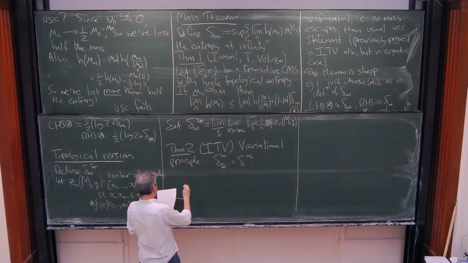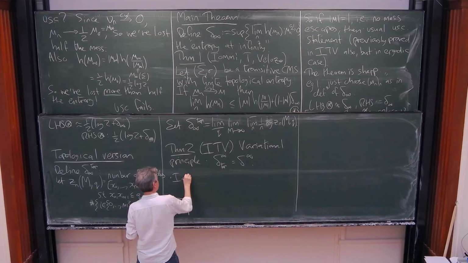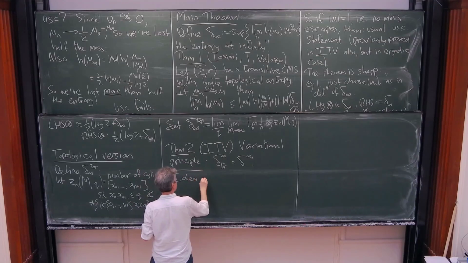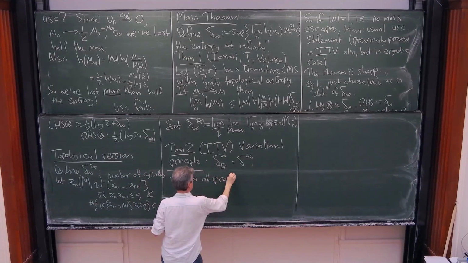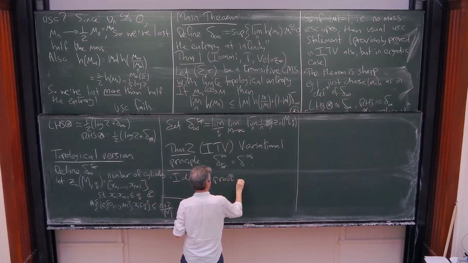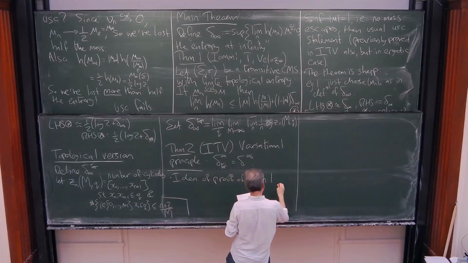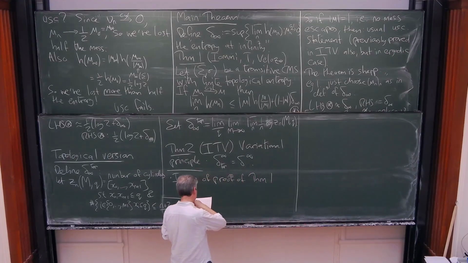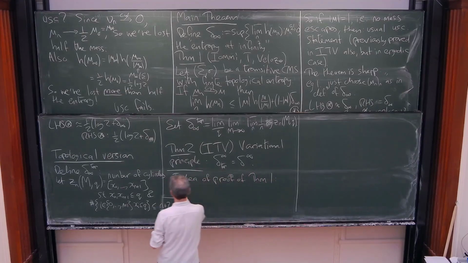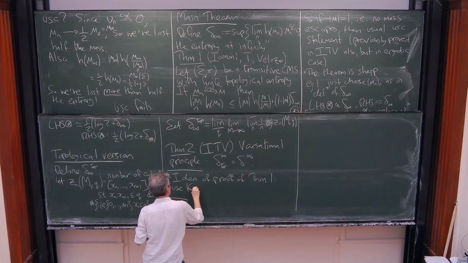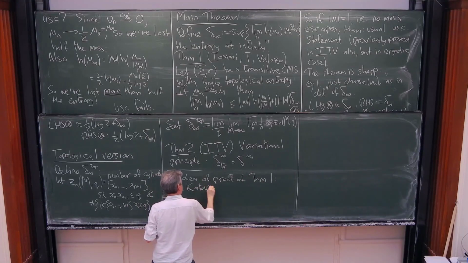Okay, so idea of proof. Idea of proof of theorem 1 is to use the Katok entropy formula.